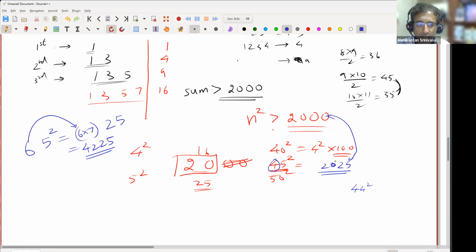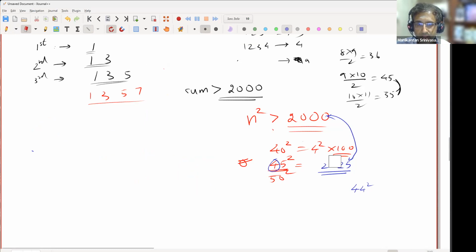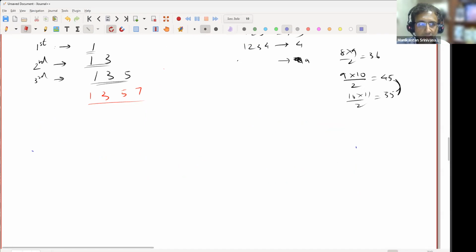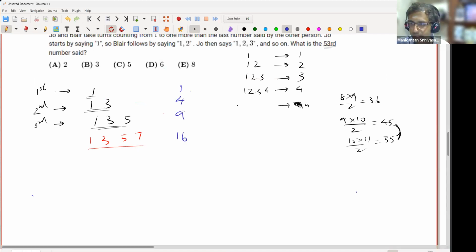Now, one more variant of this question. Now he runs a running sum, not each day's sum. So we said that the first day sum is 1. The second day sum is 2 square, which is 4. So first day the sum is 1, this is 4, this is 9, this is 16. All that is fine.